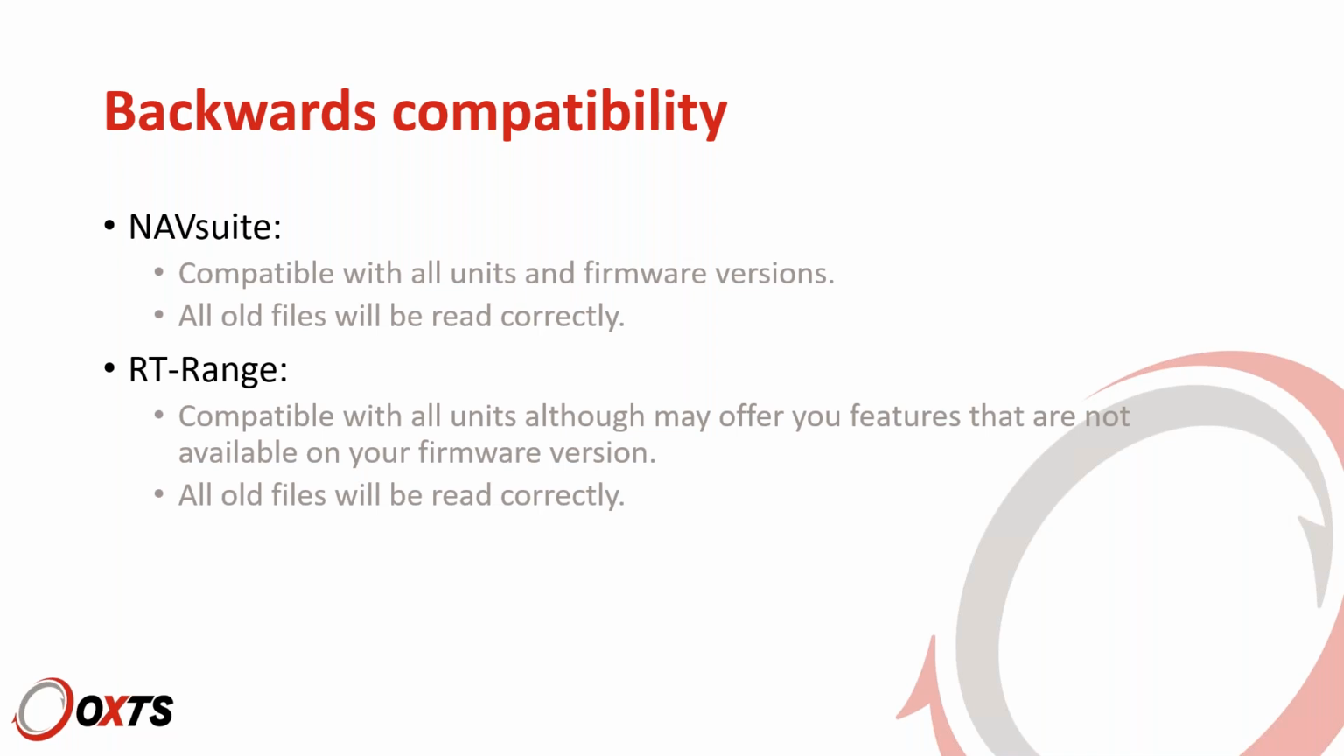So we recommend everyone always keep the most up-to-date NAVsuite, but with RT-Range, it's not quite as recommended to update, just because sometimes the software can offer you features which aren't supported by your firmware. So you might be trying to configure something which you don't have access to, and it can just lead to confusion down the line. But if there is a bug in the RT-Range software version you're using, then upgrading is a good way to go.